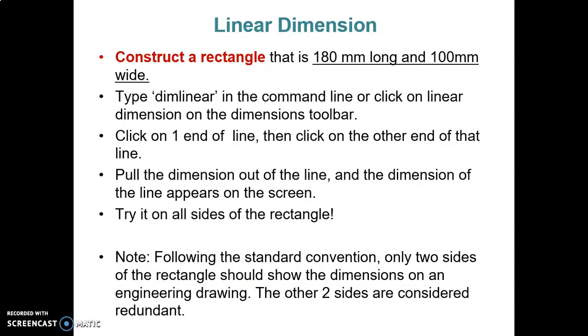For linear dimension, construct a rectangle that is 180 mm long and 100 mm wide. So first make a rectangle and type dim linear in the command line, or click on linear dimension on the dimension toolbar. Click on one end of the line, then click on the other end of that line. Pull the dimension out of the line and the dimension of the line appears on the screen. Okay, so try it on all sides of the rectangle.